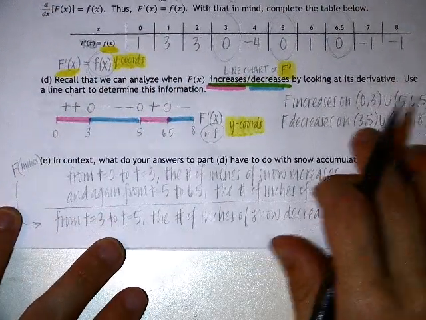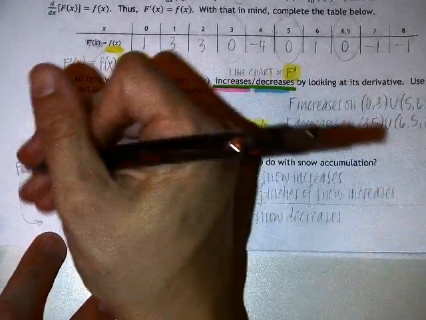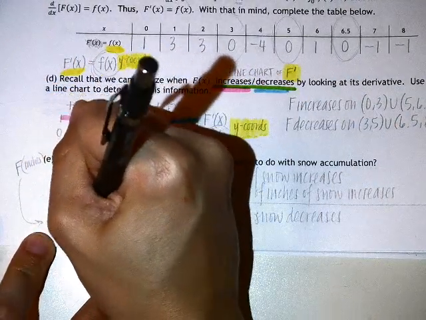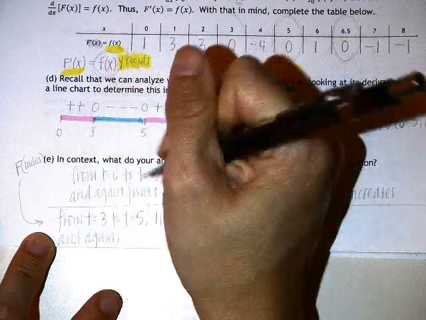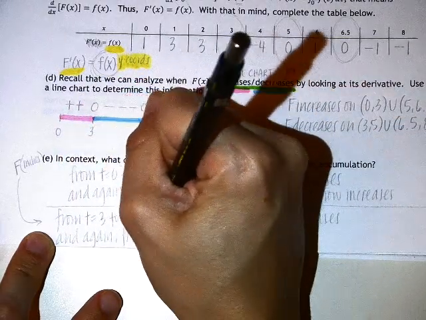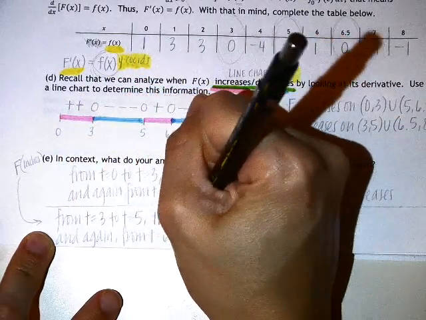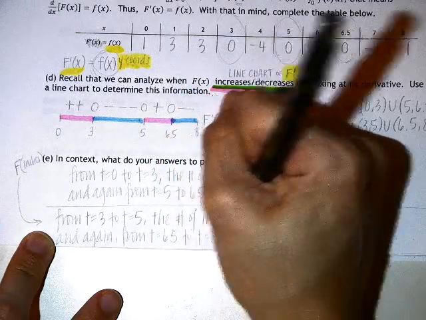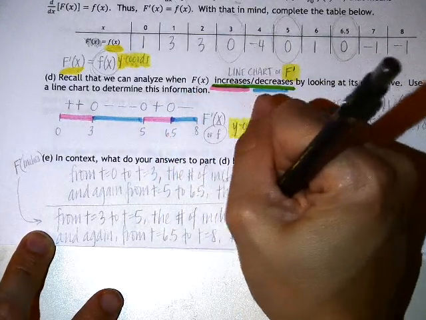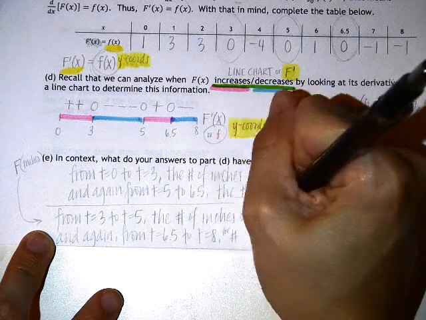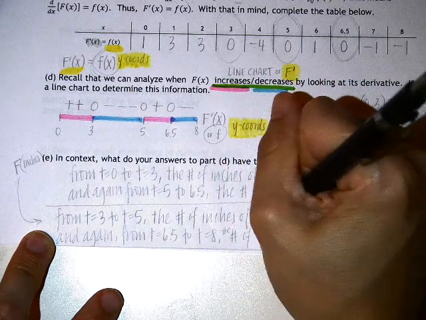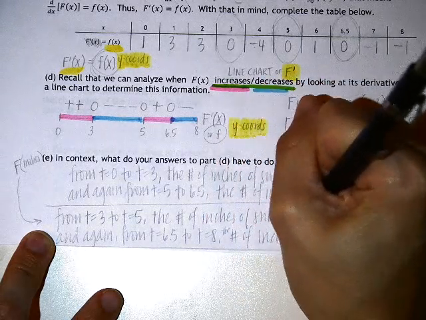Now, of course, I have a little bit more of my answer. Again, from time 6.5 to time 8, the number of inches of snow is going to decrease again. So I'm getting a little bit sloppier here, but hopefully you can follow my logic.